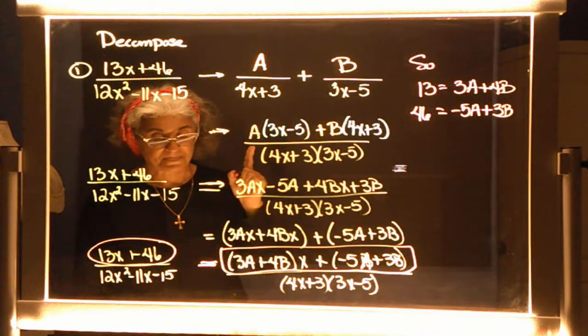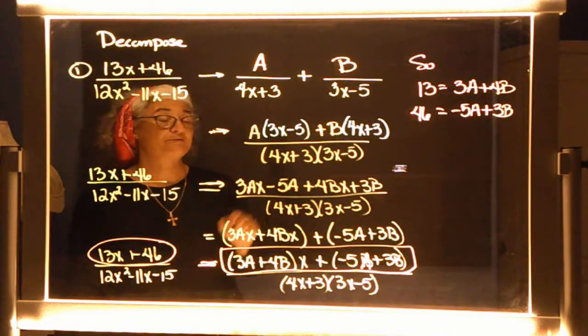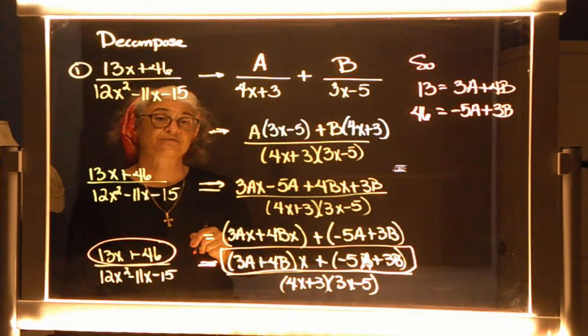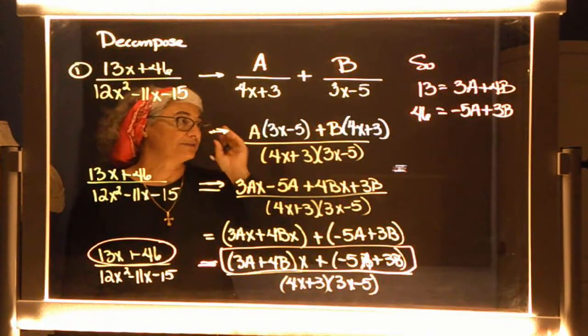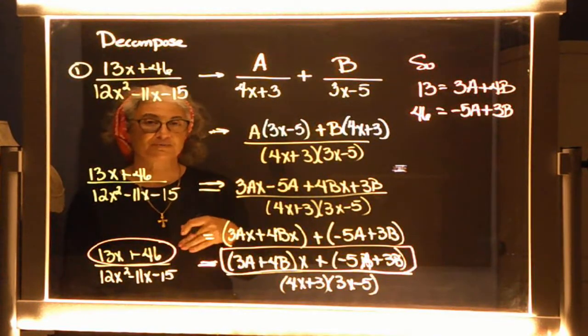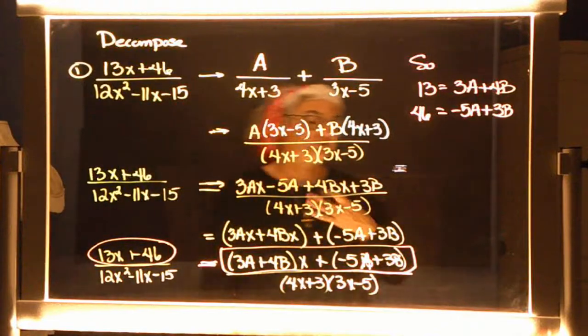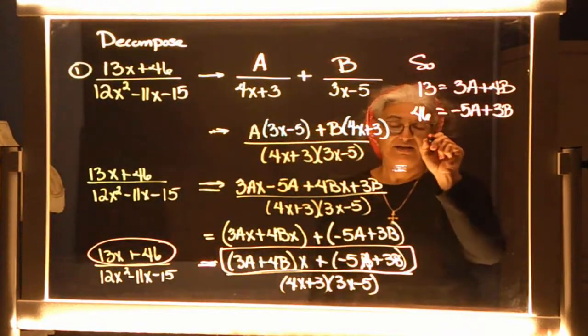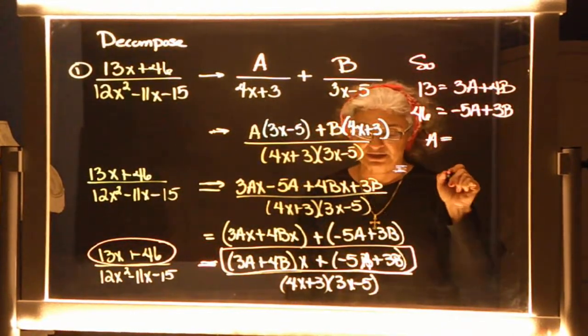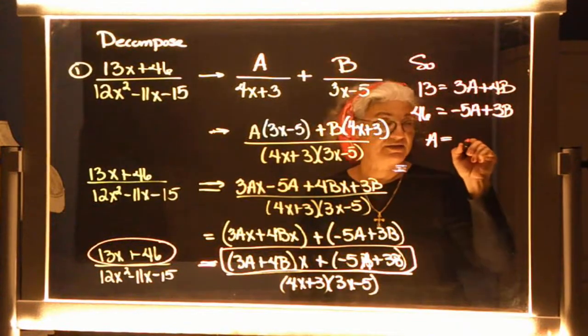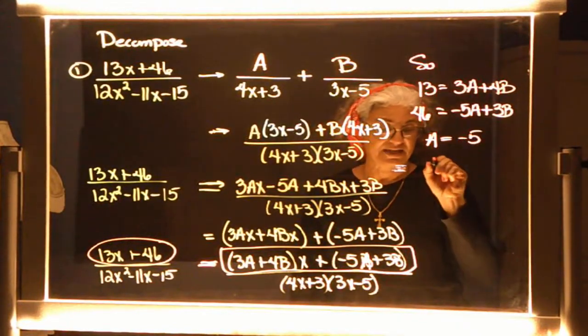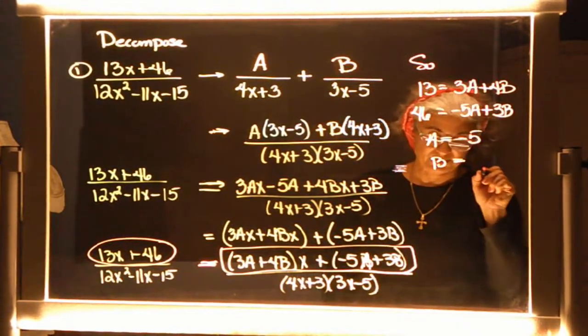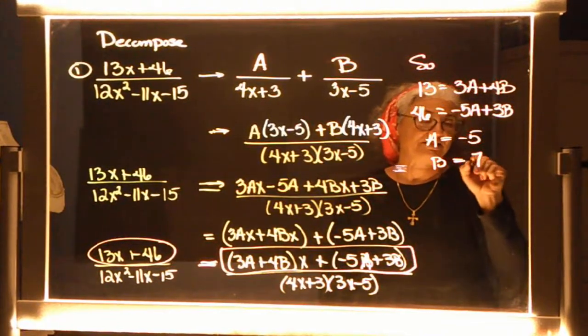Okay. Now you've got a system of two equations and two unknowns. Your choice how you want to solve it. You want to use substitution, you want to use elimination, you guys go solve it. When I solved it, I ended up with a equaling negative 5, and I ended up with b equaling 7.